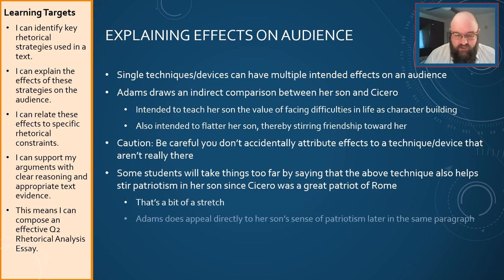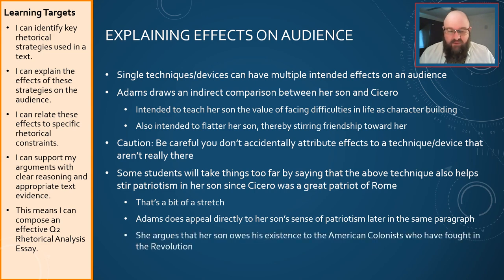That's kind of weird. Adams does directly appeal to her son's sense of patriotism later in the paragraph, where she argues that her son owes his existence to the American colonists who fought in the Revolution. But the comparison to Cicero really doesn't go much further than the two things I outlined there. You could say that it has some ethos effects, that it demonstrates her intelligence, but I think that's better demonstrated elsewhere.